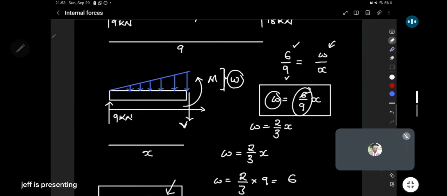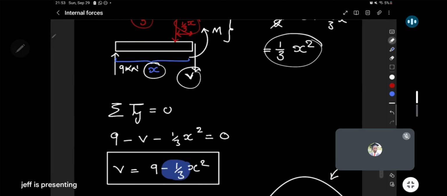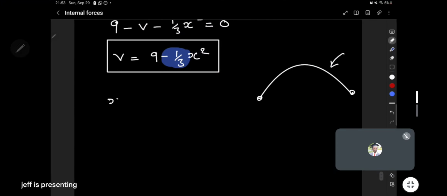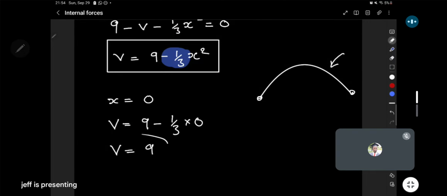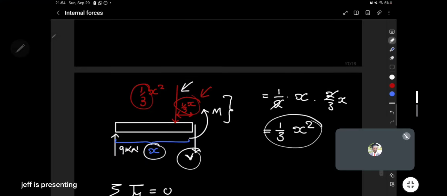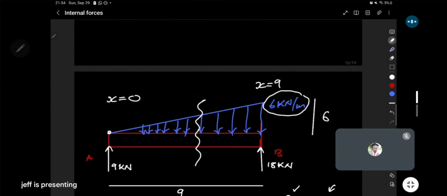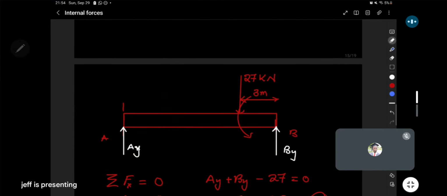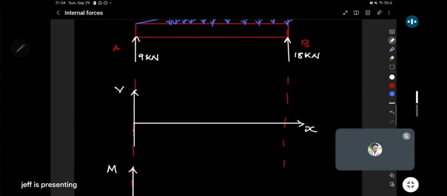So I want to know what the shear force is at x equals 0. If x is 0, the shear force is 9 minus 1 over 3 times 0, so the shear force is 9. This is where we're starting from, at 9, positive. Remember, the unit is kilonewton because of the distributed load they gave us. So for our shear force diagram, we are starting from positive 9. You can place it here, at 9. We're starting from here.